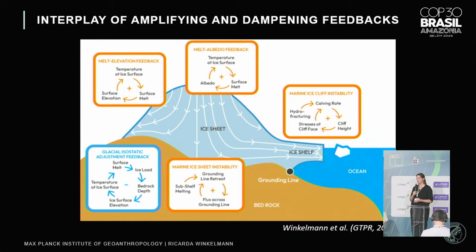As you can see, there's a number of these kinds of feedbacks related to ice sheets and glaciers and the other parts of the cryosphere. And it's really the balance of these amplifying and dampening feedbacks which determine their long-term stability.